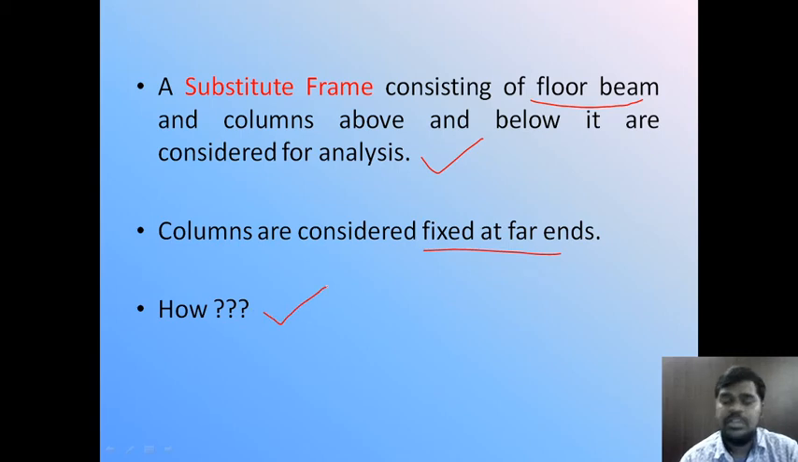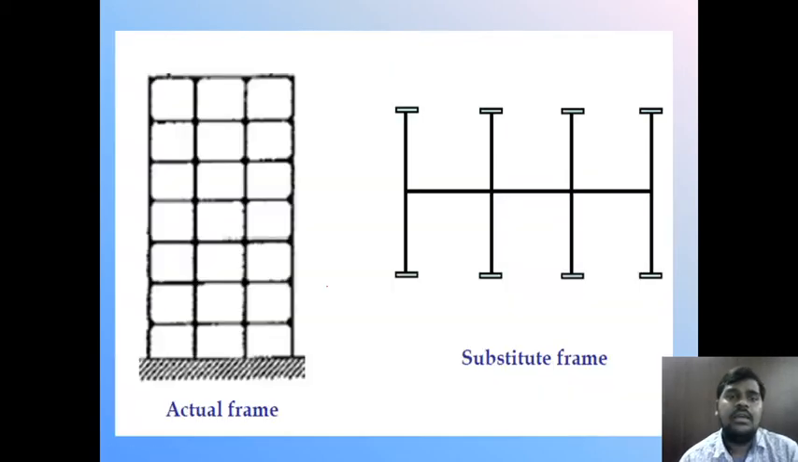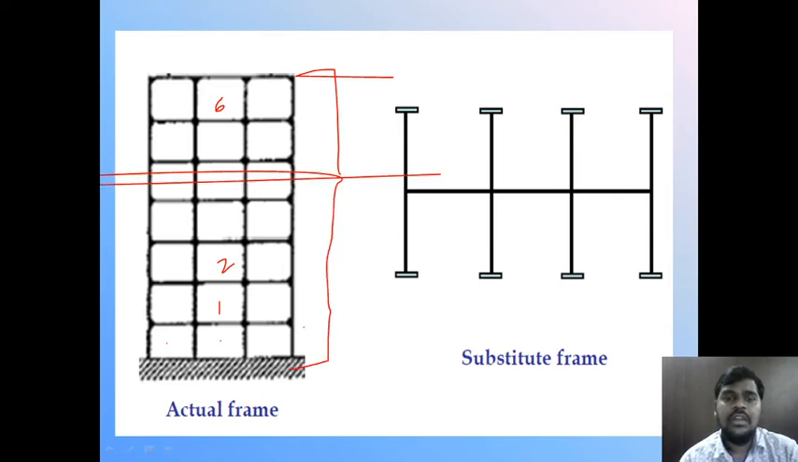How are these two statements justified? It is like this. This is an actual frame of a building, say 1, 2, 3, 4, 5, 6, 7. So apart from the ground we have 6 floors. In that, he is taking a substitute frame. That means suppose this has one more frame like this, suppose. So he will take a substitute frame.